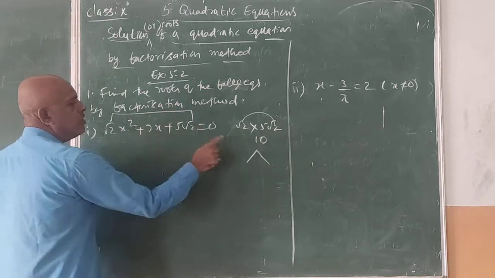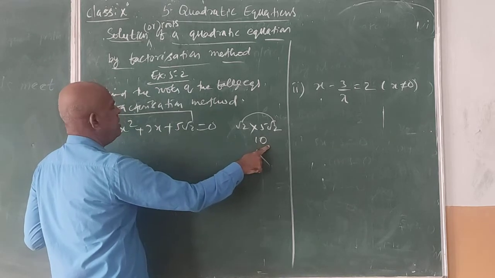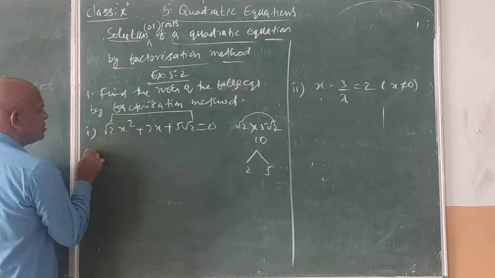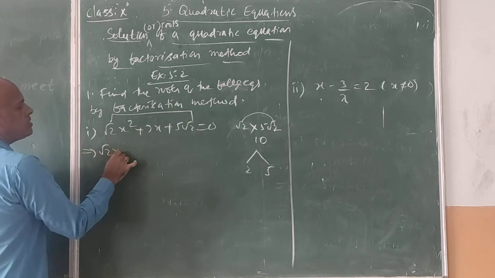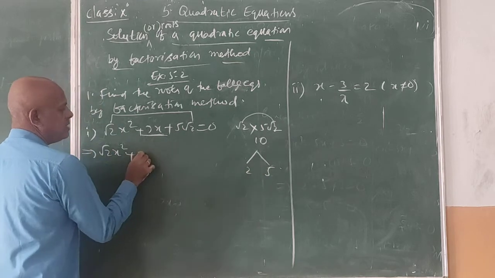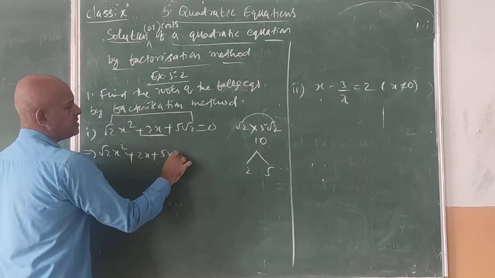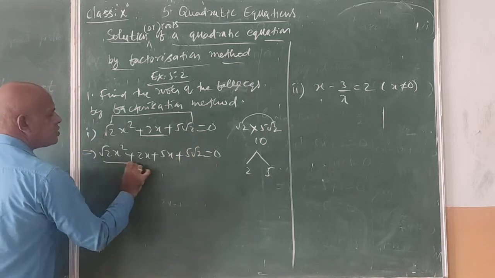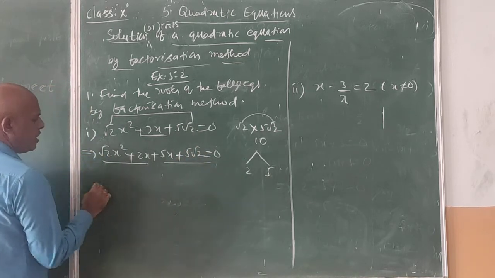Here 7 is the middle term. 2 into 5 is 10 and 2 plus 5 is 7, so the factors are 2 and 5. It implies root 2 x square as it is. Now in place of 7x we can write 2x and 5x, plus 5 root 2 as it is. Now in these two terms we have to take a common factor.